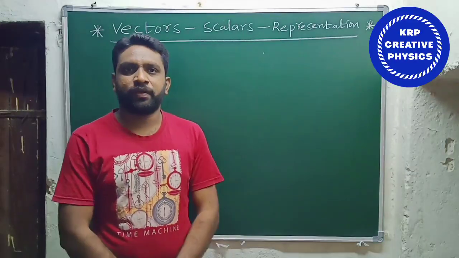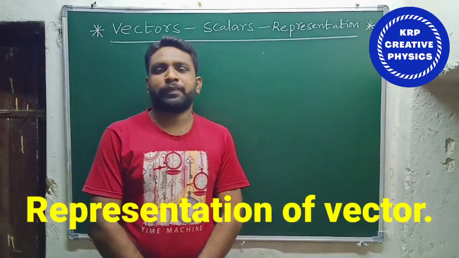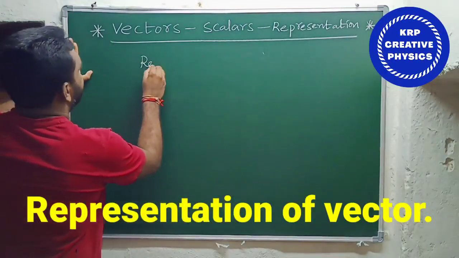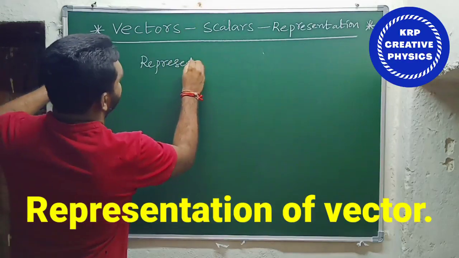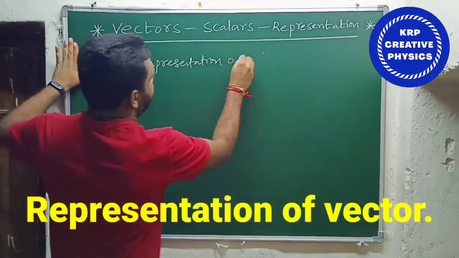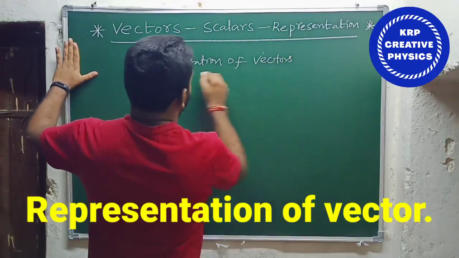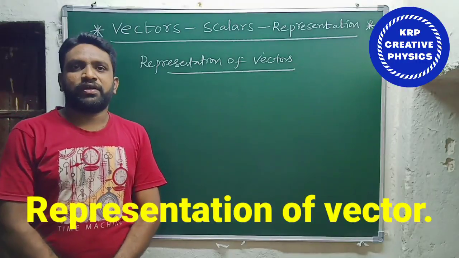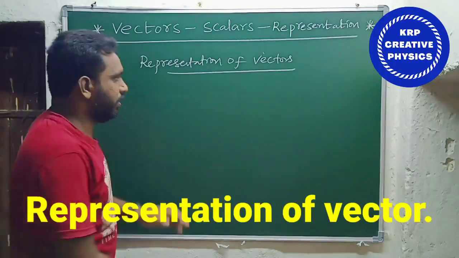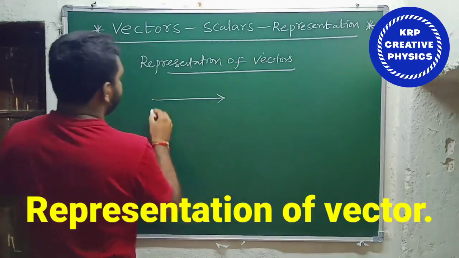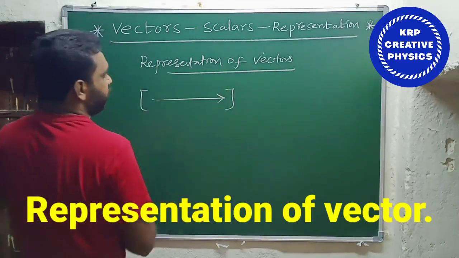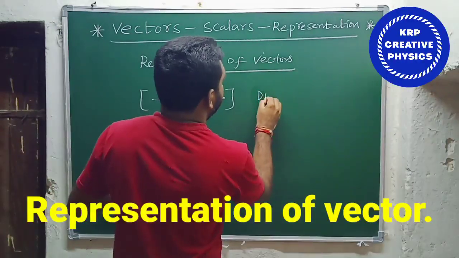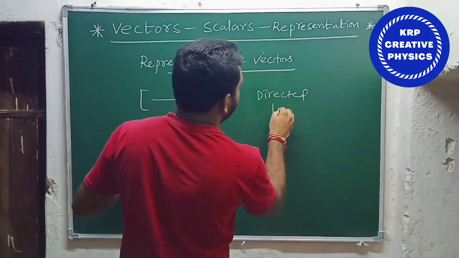After the discussion about vectors and scalars, our topic now is the representation of vectors. How to represent a vector? It is very, very important, so listen with concentration. How can we represent a vector? Always, vectors are represented with the help of a directed line segment. You should remember this: vectors are represented with the help of a directed line segment.